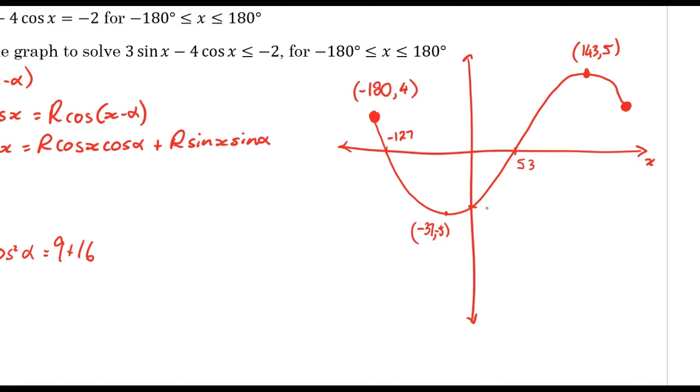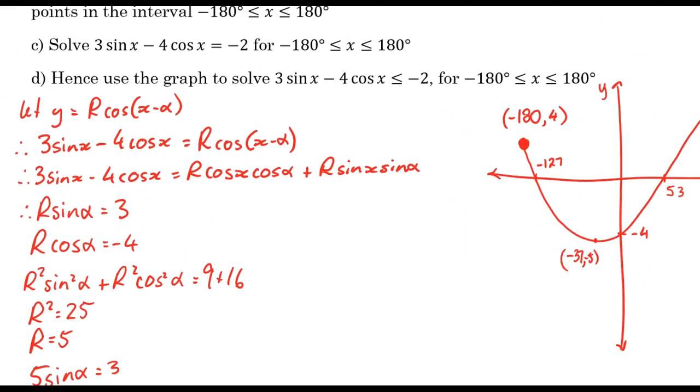I can substitute x equals 0, and I get negative 4 here, and 184 there. Righto, that's all my turning points, all my intercepts, and my endpoints. Righto, a little y here. Okay, that's our sketch.